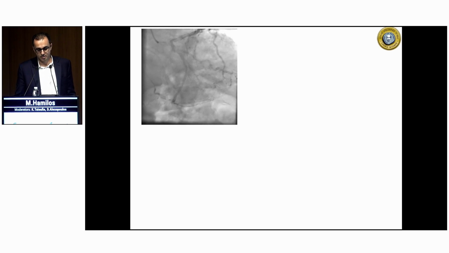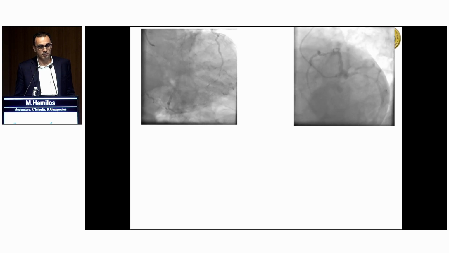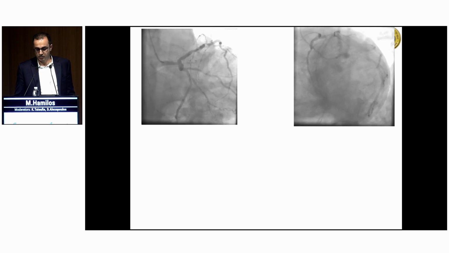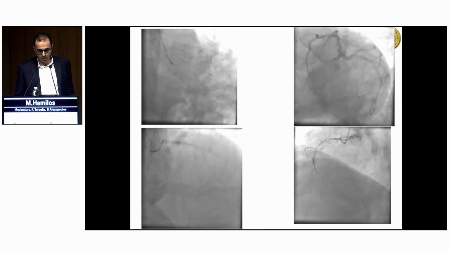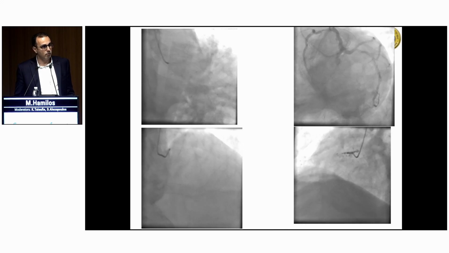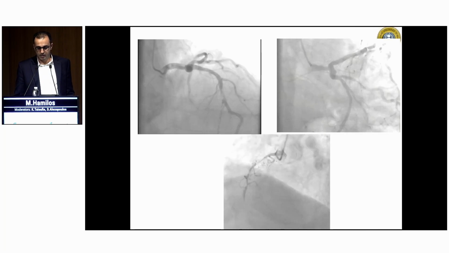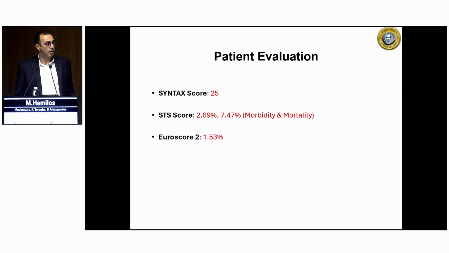You can appreciate an intermediate left main lesion, a circumflex which is atherosclerotic but with no significant lesions, a tight mid-LAD lesion, and a CTO, a total occlusion of the right coronary artery. These are the images of the patient. His SYNTAX score, assuming that the left main is significant, is 25, and he has a low surgical risk, with low STS and EuroSCORE for surgery.